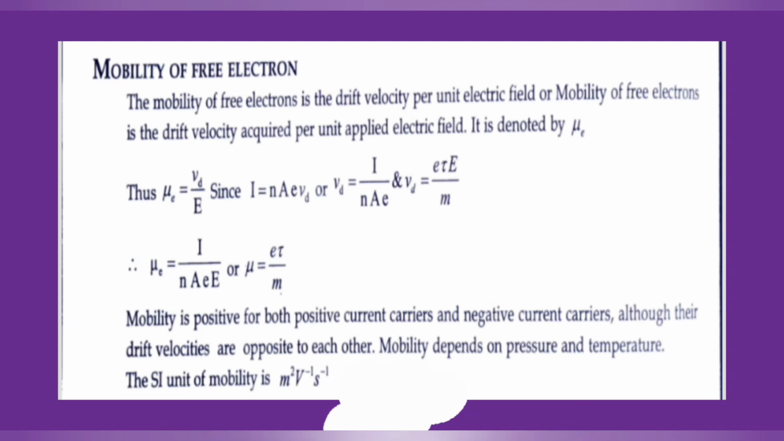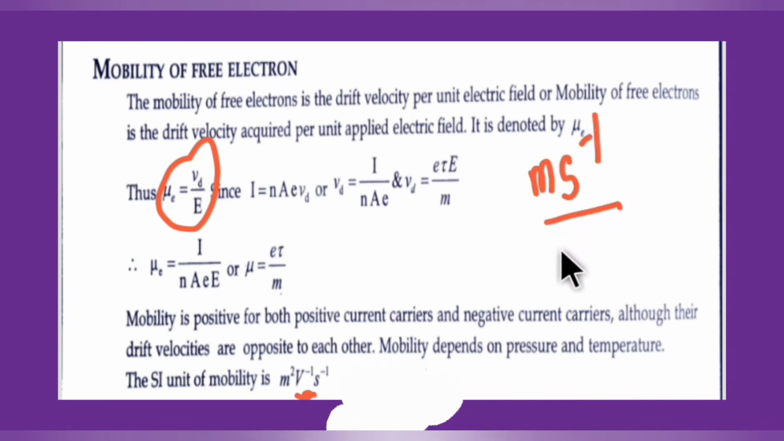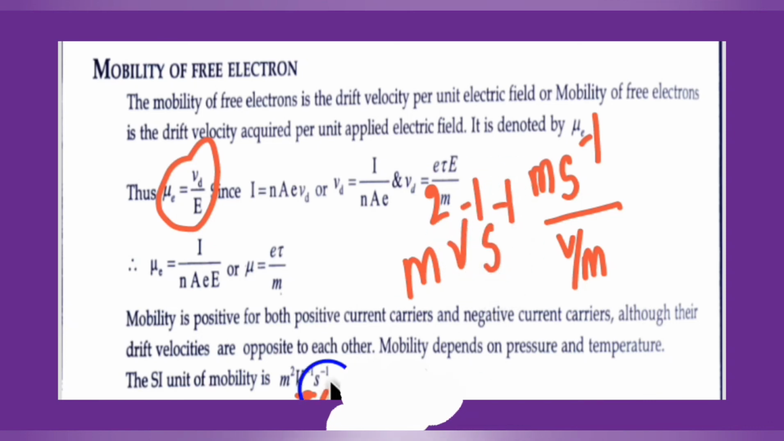Moving to the SI unit of mobility, we can get this from this equation only. Mobility is equal to drift velocity by E. SI unit of drift velocity is meter per second. For electric field E, the SI unit is volt per meter, right? So when you take this volt to the numerator, it becomes per volt. This meter is already in the denominator, so when you take it to the numerator, this becomes meter square. Meter square per volt per second is the SI unit of mobility. You can also apply this to the equation and check out the other derived units for mobility.